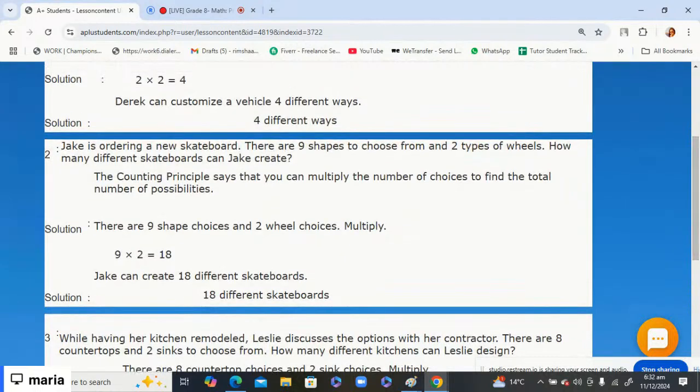Jarek is ordering a new skateboard. There are 9 shapes to choose from and 2 types of wheels. How many different skateboards can Jarek create? 9 shapes and 2 wheel types, so 9 times 2 is 18. These are the different ways he can create 18 different skateboards. That's it.